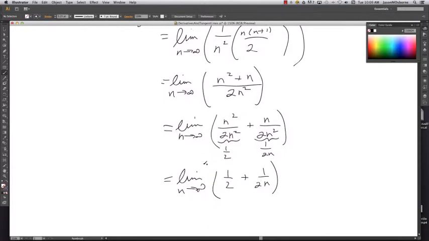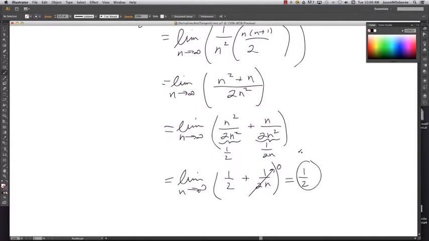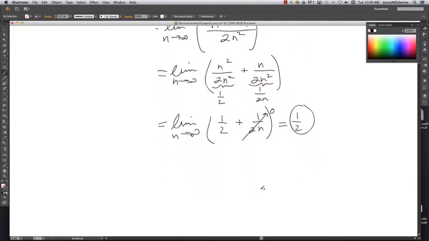And properties of the limit says that you can take the limit of the two terms separately. The limit of 1/2 is 1/2. And as n goes to infinity, this piece is going to go to 0. So the Riemann sum, we get a half here.